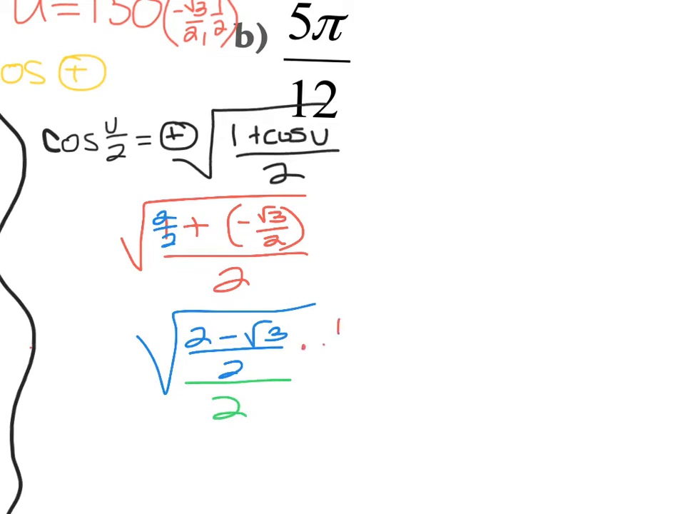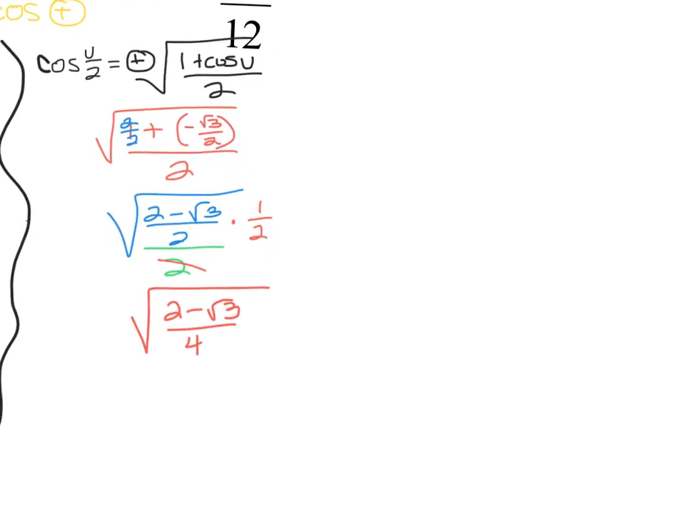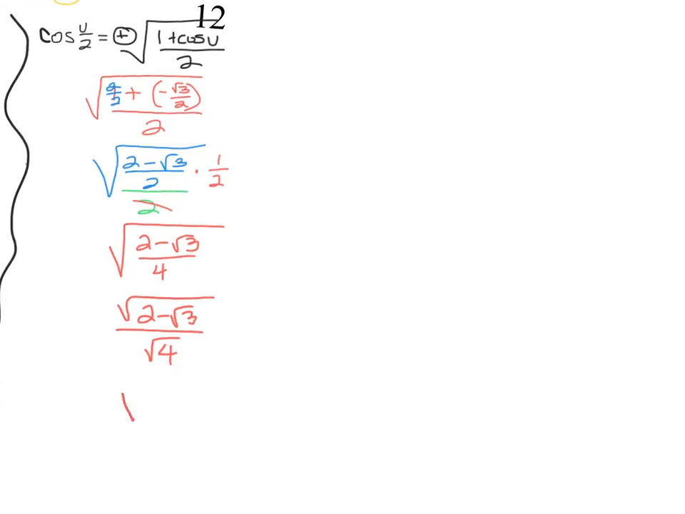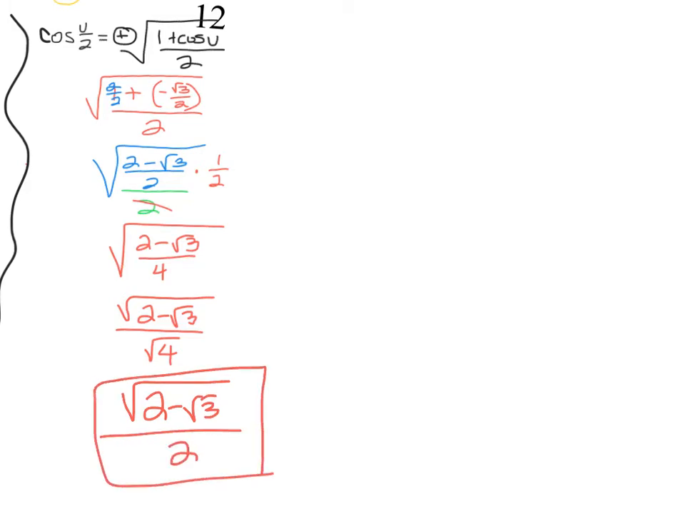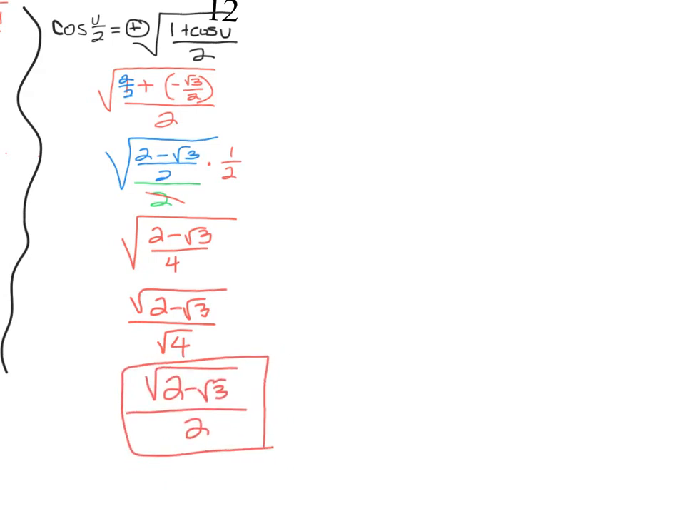I do keep, change, flip to get rid of the 2 in the bottom. And I get the square root of 2 minus root 3 over 4. Split the square root and simplify the square root of 4. And again, we said keep it positive, because that 75 would have been in the first quadrant.